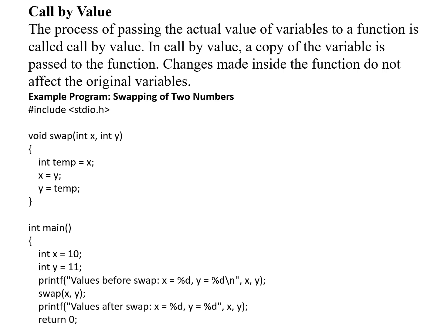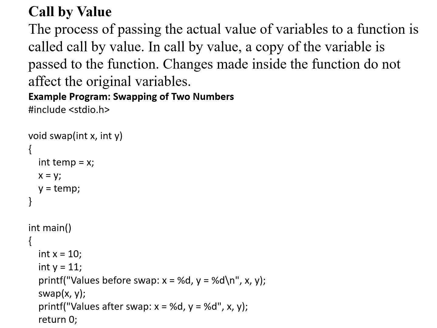What is meant by call by value? Call by value is the process of passing the actual value of variables to a function. In call by value, a copy of the variable is passed to the function. Changes made inside the function do not affect the original variables.